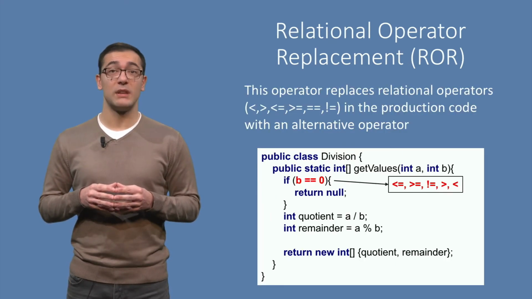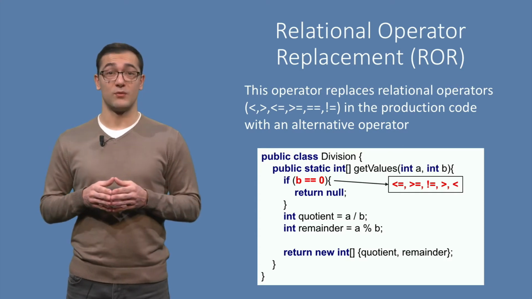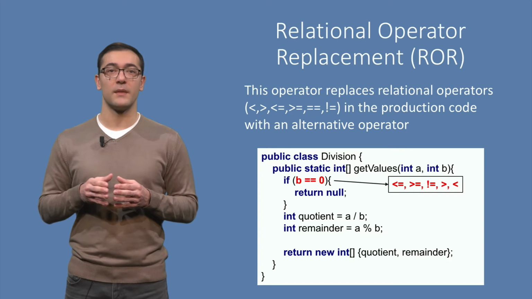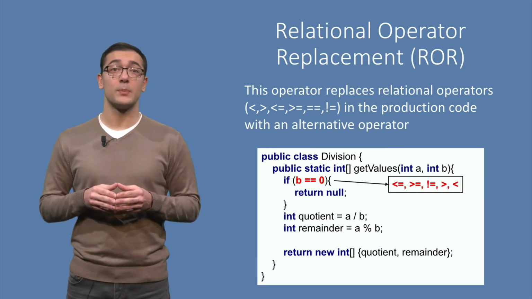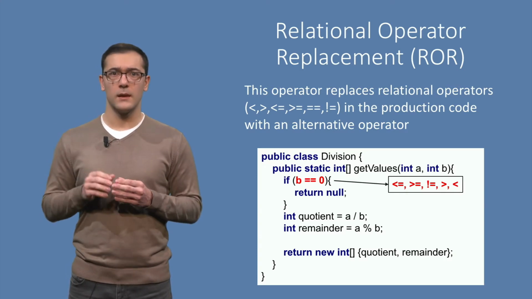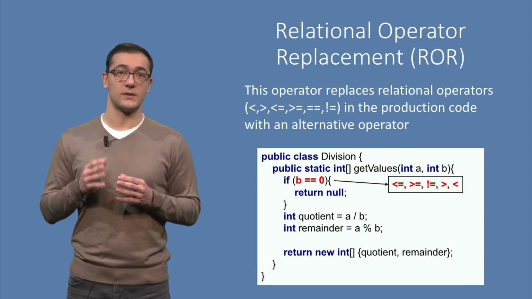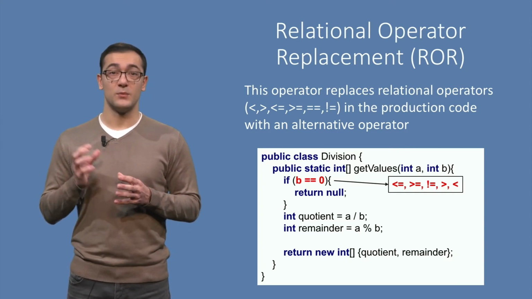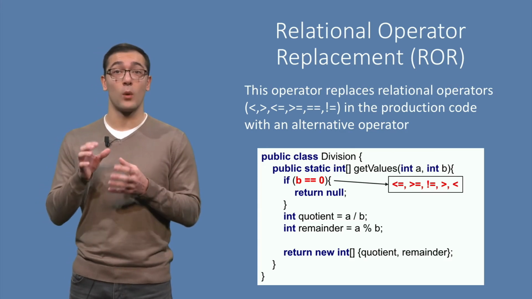Another traditional mutation operator is the relational operator replacement, which replaces a relational operator in the code with an alternative one. In our example, we have only one relational operator, equal, and it can be replaced with 5 different operators. Therefore, this mutation operator would produce 5 mutants for this small method.